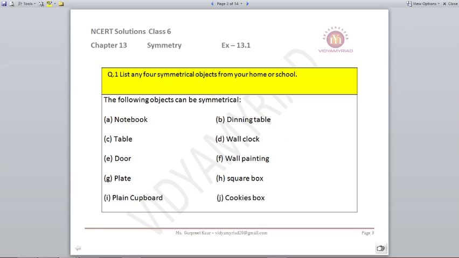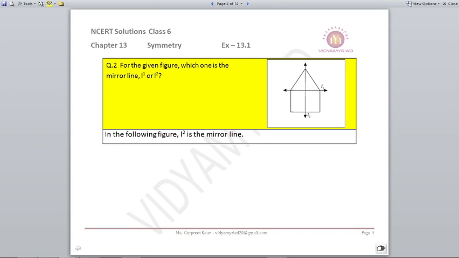Let's see question number 1. List any 4 symmetrical objects from your school or your home. There are so many things which you can find symmetrical. For example, you have a notebook, a dining table, a normal center table, a wall clock, a door, a wall painting. You have wall paintings in a frame of square or rectangle or circle, any form. Plates are there, square boxes, plain cupboards, cookie boxes. So many things are the same, which can be divided into equal parts. So like that we will be doing the next.